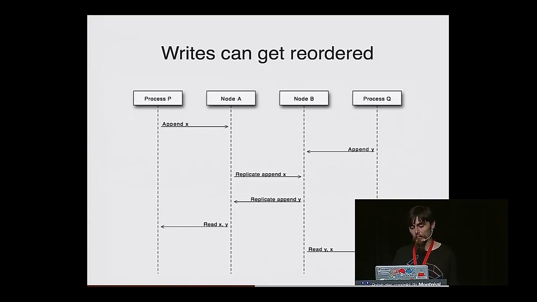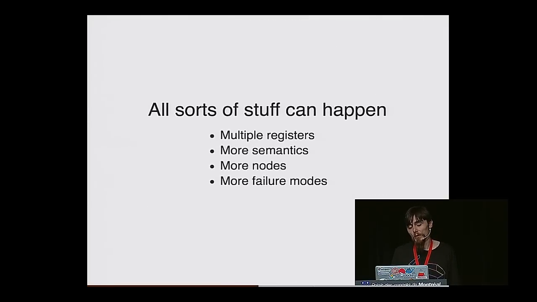That's a little weirder. Now, it turns out all sorts of stuff can happen. This is just a couple of really simple examples that were easy to draw in my schematic tool. But once you have multiple registers, more semantics, more nodes, more node failures, et cetera, then you can absolutely get into a bunch of trouble.